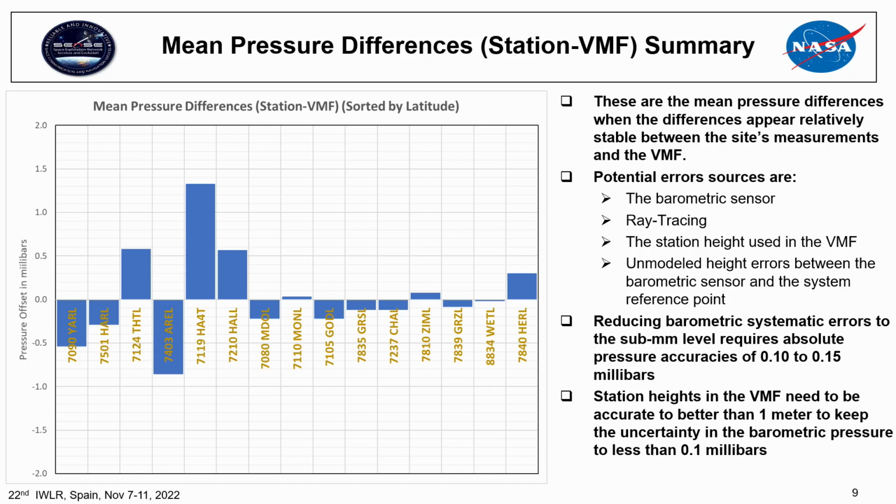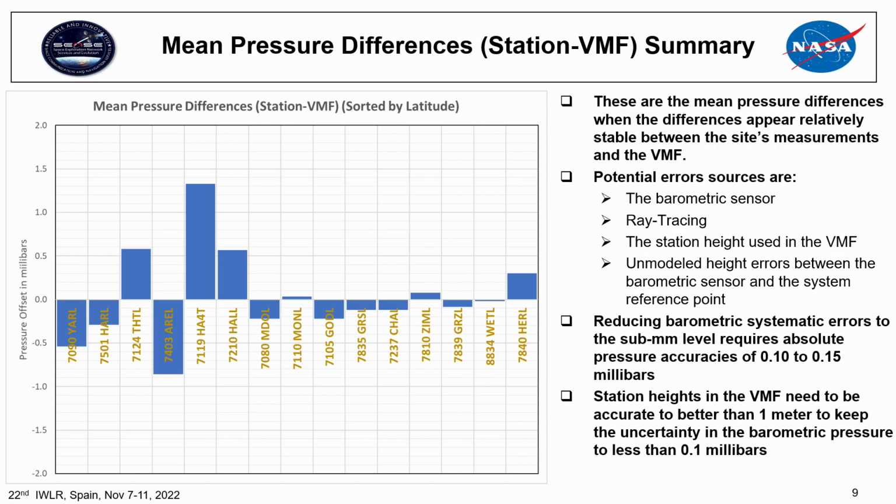So what might be causing these errors? The potential error sources are the barometric sensor, either station's could be off, the ray tracing technique may not be perfect, and the station height used in the VMF may be a potential error source. And the unmodeled height errors between the barometer sensor and the system reference point could also be an error source. At some of our stations, the barometer is not the same height as the system reference point, so that needs to be modeled in the on-site data processing. If it's not, you're going to induce a small error in your barometric measurements.